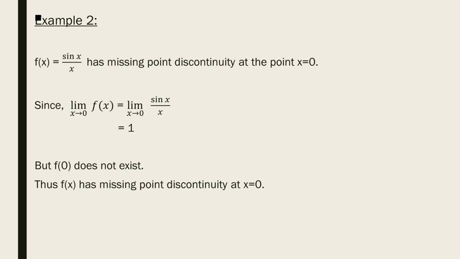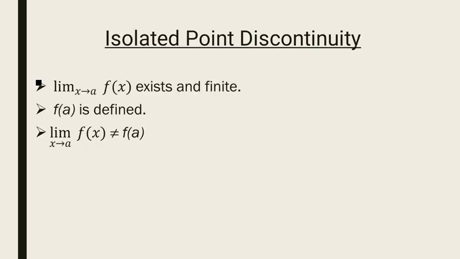But if you find f of 0, if you put the x value 0 there, what do you get? Sin 0 by 0, which is 0 by 0. Again, 0 by 0 is a meaningless expression. So the function is not defined at 0, but it has a limit. So the same conclusion: it has a missing point type discontinuity at 0. Next type, removable, next type, isolated point discontinuity.